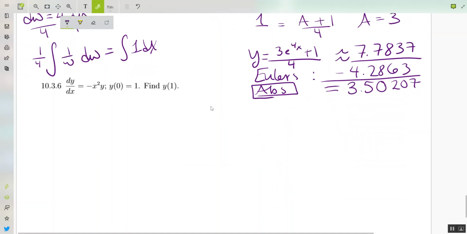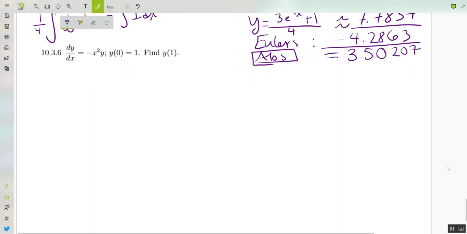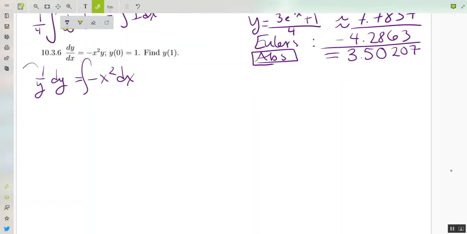Okay, where am I at? Oh yeah. And this is another one you can solve by separation of variables, so I'm going to go ahead and do that. So I'm going to divide both sides by y, so we'll get 1 over y dy equals negative x squared dx, and we're going to integrate both sides.